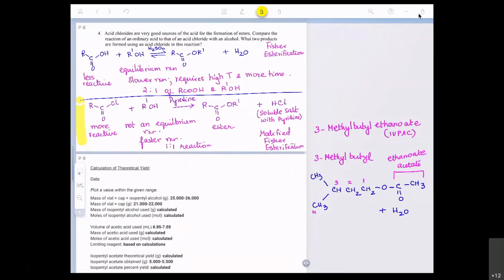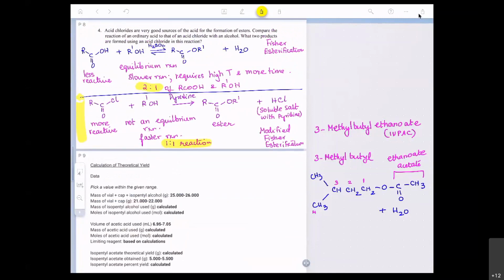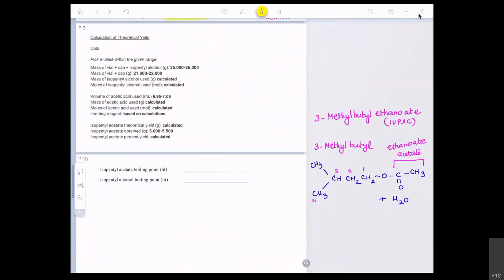So in comparison, one is an equilibrium reaction, the other is not. One starting compound is less reactive, the other is more reactive, and so it's a slower reaction that requires a higher temperature. The fact you're using 2 to 1 is a problem for you as a chemist, because the reaction is a 1 to 1 reaction. You're doing it as 2 to 1 to push the equilibrium forward, which means you have to deal with getting rid of that excess chemical. Here, you don't have to do that. It's a 1 to 1 reaction. So that is a question, I believe, in the pre-lab that I wanted to address.